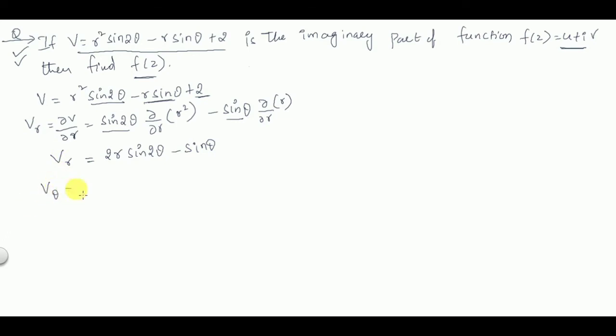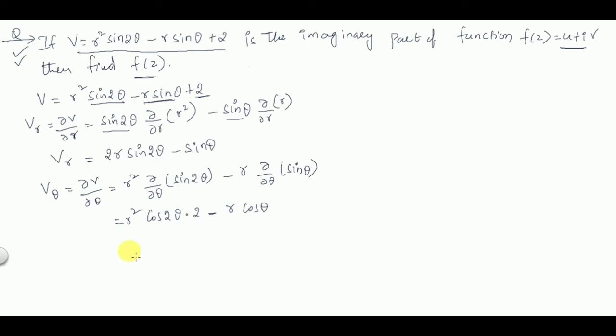Next, V theta, dou v by dou theta. When you are differentiating with respect to theta, r square is a constant, so dou by dou theta of sine 2 theta, minus r into dou by dou theta of sine theta. The differentiation of sine is cos, so you get r square into cos 2 theta into 2, minus r into cos theta. So this will be 2r square cos 2 theta minus r cos theta. Now we have got the values of Vr and V theta.